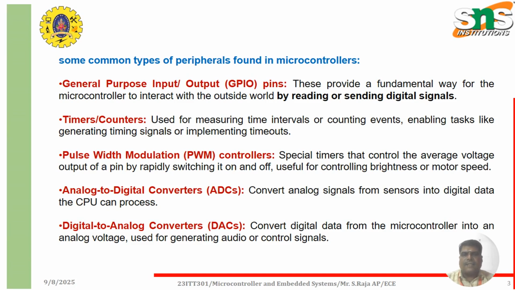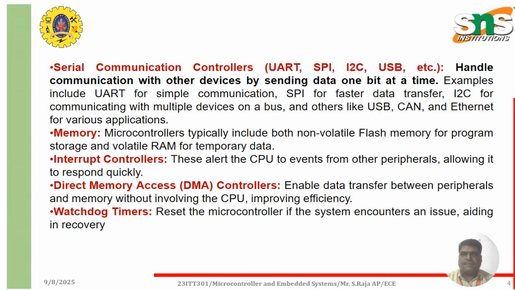ADC, that is analog to digital converters, convert analog signals from sensors into digital data that the CPU can process. DACs, that is digital to analog converters, convert digital data from the microcontroller into an analog voltage used for generating audio or control signals.